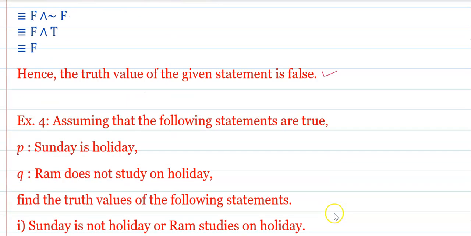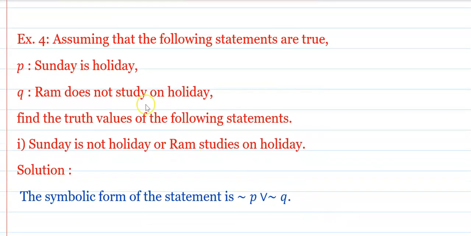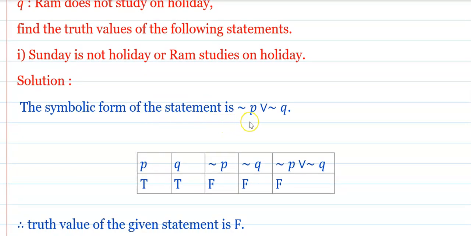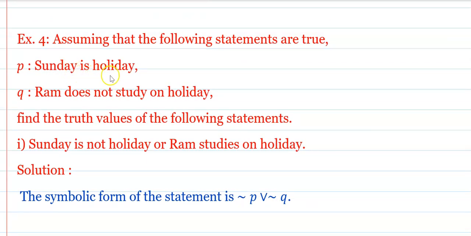Okay, now the next question. Assuming that the following statements are true: Sunday is holiday. Ram does not study on holiday. Find the truth values of the following statements. Sunday is not holiday or Ram studies on holiday. Okay, the symbolic form, what is that? First is Sunday is holiday.